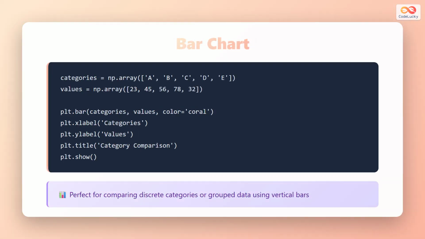Bar charts are perfect for comparing discrete categories or grouped data. We create a categories array containing 5 letters, A, B, C, D, and E. The values array holds their corresponding numerical values. Using plt.bar, we create vertical bars for each category, with the color parameter set to coral for a warm, appealing appearance. After adding axis labels and a title, we display the chart. Bar charts make it easy to compare different categories at a glance, making them essential for presentations and reports.